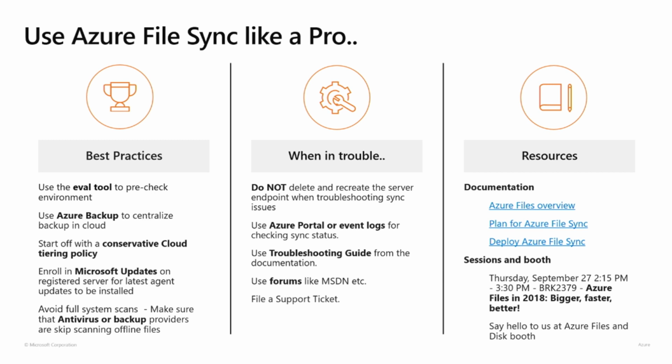For example, we only support 2012 R2 and above, all the OSs above 2012 R2. And if you're running the eval tool on an older version, it'll flag that. So it'll do a bunch of these checks. And you really want to run this just to evaluate whether your file server is a good candidate for Azure File Sync or not.